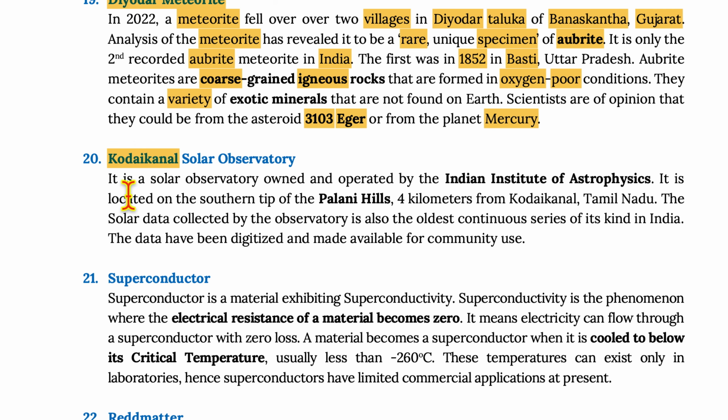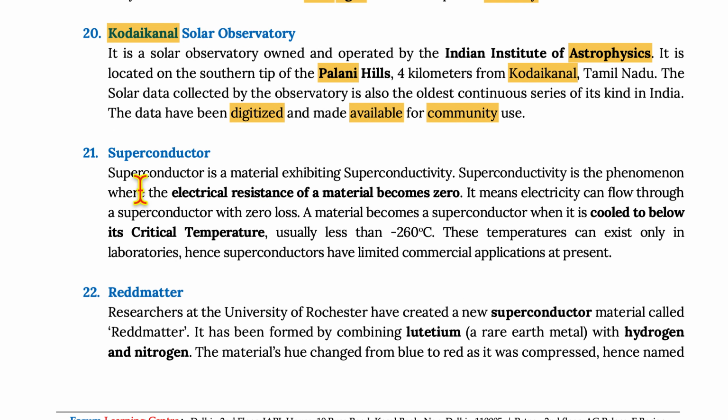Kodaikanal Solar Observatory. It is a solar observatory owned and operated by the Indian Institute of Astrophysics. It is located on the southern tip of the Palni Hills, 4 kilometers from Kodaikanal, Tamil Nadu. The solar data collected by the observatory is also the oldest continuous series of its kind in India. The data have been digitized and made available for community use.